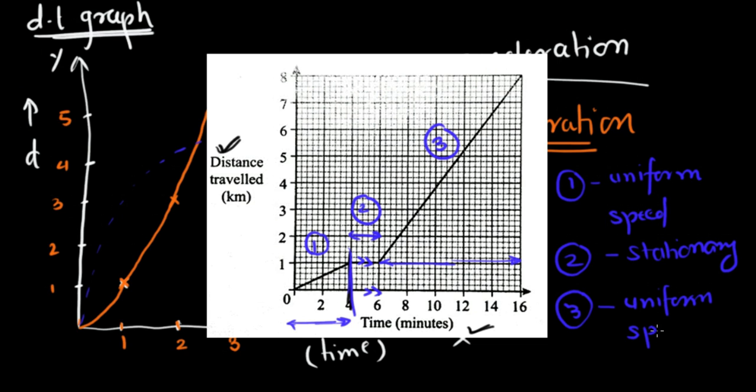So there will be a question like, what's the difference between 1 and 3? When you say that it moves with a uniform speed in stage 1 and stage 3, what's the difference between them? Okay, as I told you, it's inclined. Now look at this. It's a very important part.